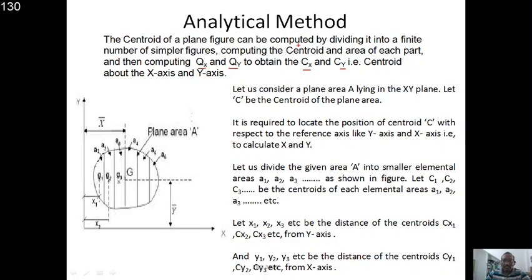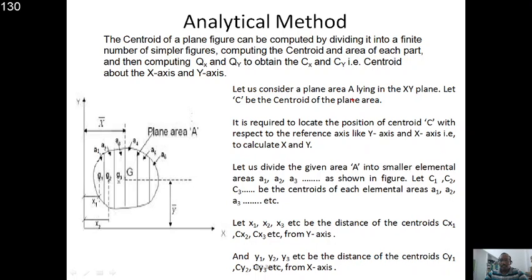The centroid of a plane figure can be computed by dividing it into a finite number of simple figures. Now this entire shape has been divided into a finite number of simple figures. That means I broke this unknown area shape into simple rectangles, right? For computing the area of each part, this is A1, A2, A3 like that. Then compute the Qx. In order to compute Qx, you require the values of x1, x2, x3, x4 like that. Then compute the Qx and Qy values, and similarly Cx and Cy will be obtained as x bar and y bar. The similar procedure is explained in detail in the paragraphs given below.